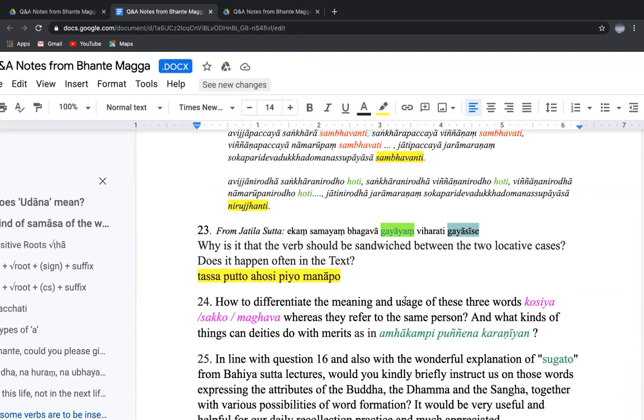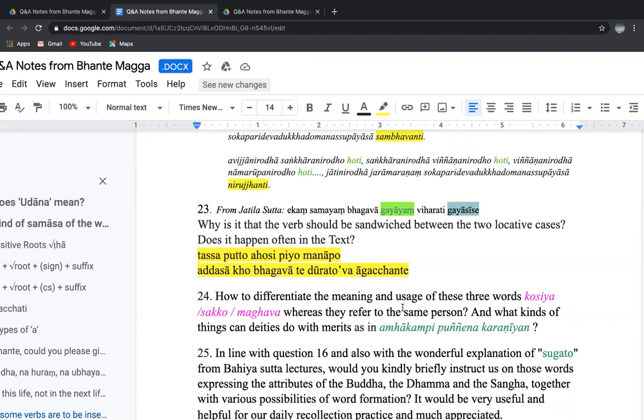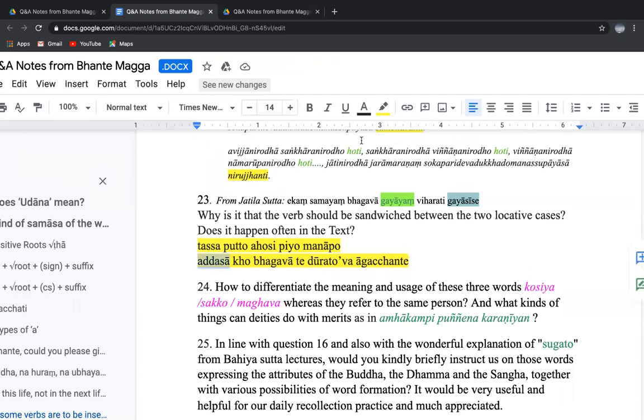So that is how I understand it. For the locative cases which precede and follow the verb, there is nothing to worry about the case endings. What we have to keep in mind is that there can be some nouns coming after the verb. Sometimes the sentence can start with the verb. For example, addasa o bhagava, te durato agachanti. So the Blessed One saw them coming from far away, right? He saw them coming from far away before they came close. So here the verb comes at the beginning of the sentence.